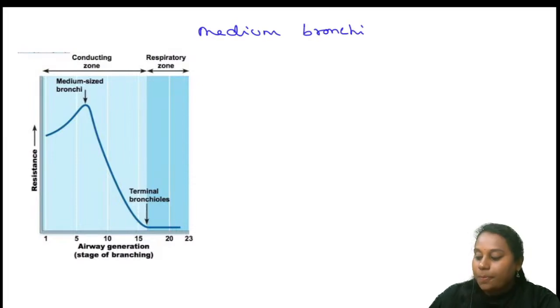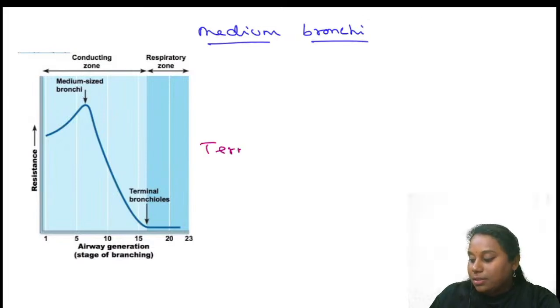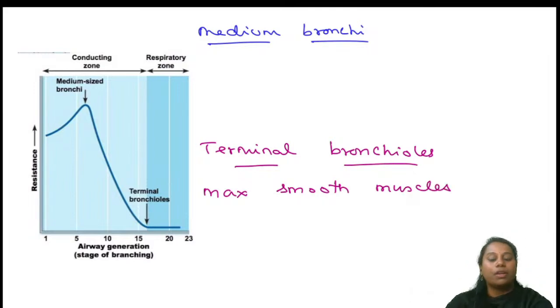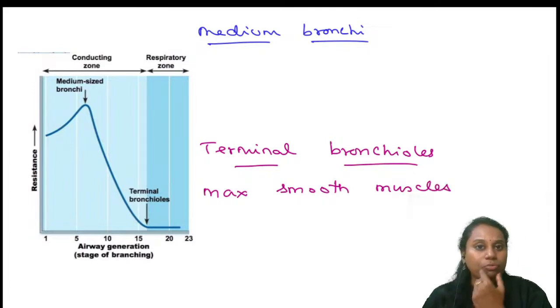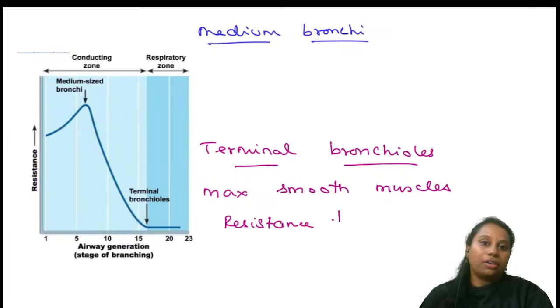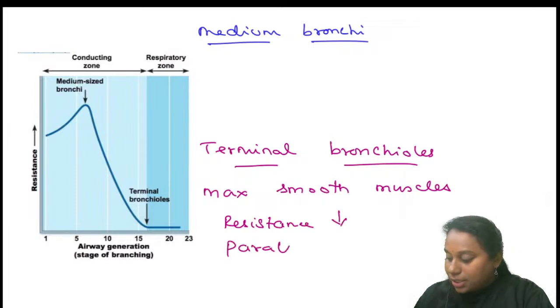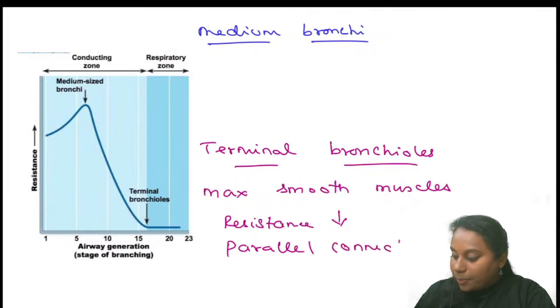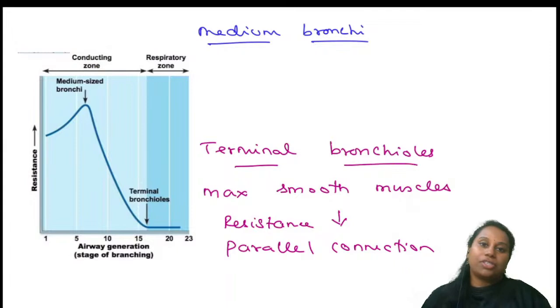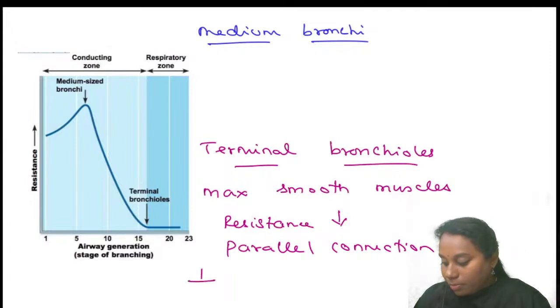Medium-sized bronchi and terminal bronchioles. Terminal bronchioles have maximum smooth muscles. If they have maximum smooth muscles, they should offer more resistance. But actually, resistance is low here because terminal bronchioles are connected in parallel connection. When the bronchioles are dividing again and again, they go in parallel connections. In parallel connection, 1 by total resistance is equal to 1 by R1 plus 1 by R2.